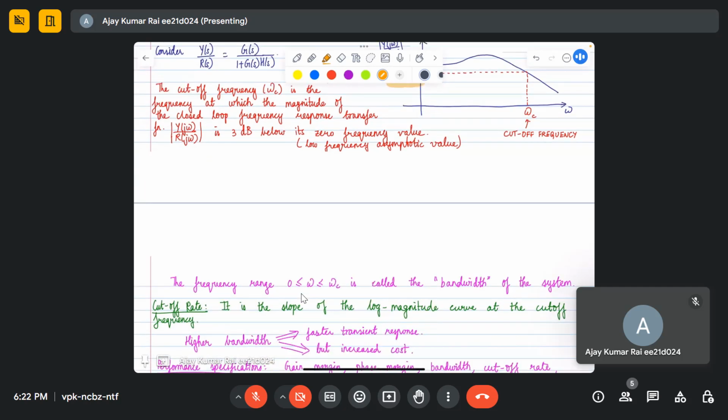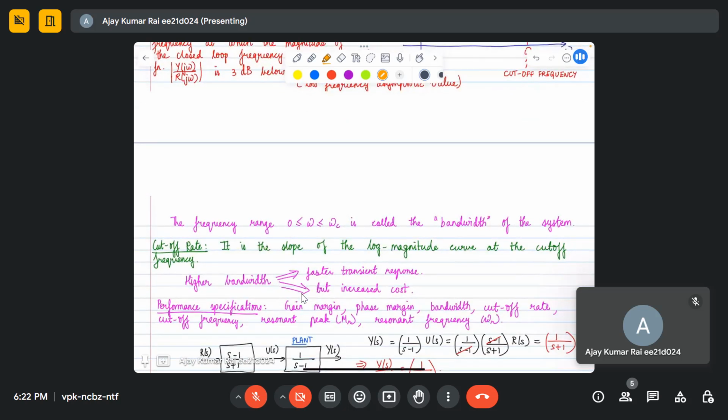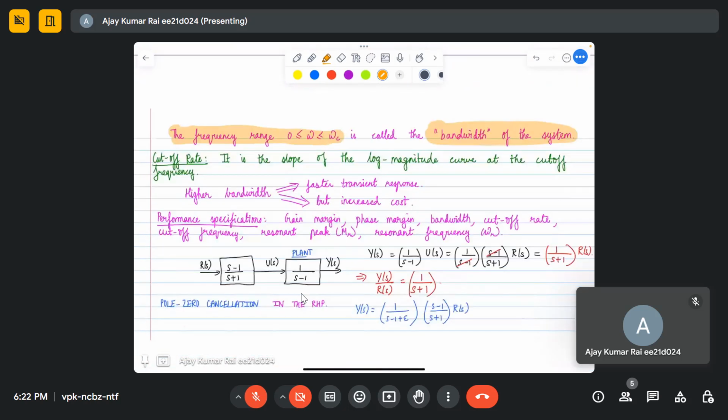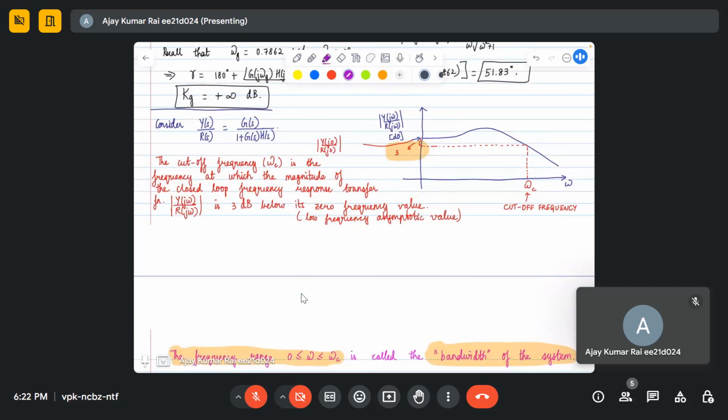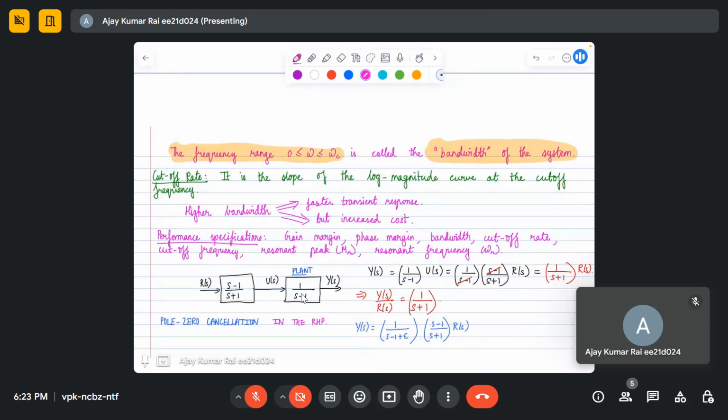And another definition: the frequency range from 0 to omega c is called the bandwidth of the system. And the cutoff rate is the slope of the log magnitude curve at the cutoff frequency. So we are talking about the slope after the cutoff frequency.